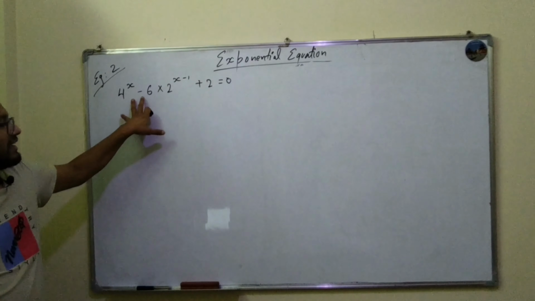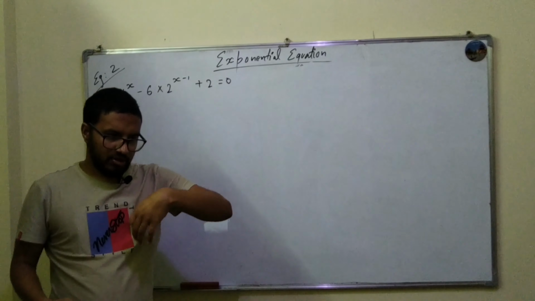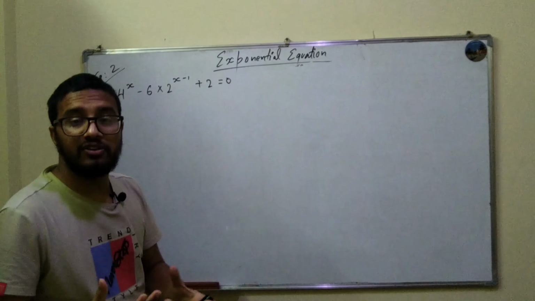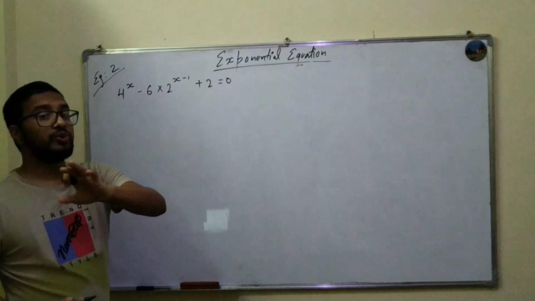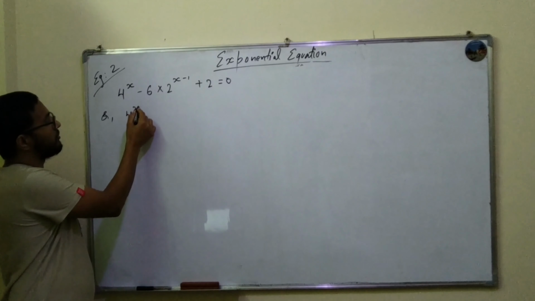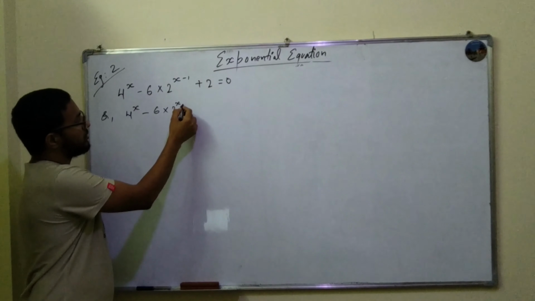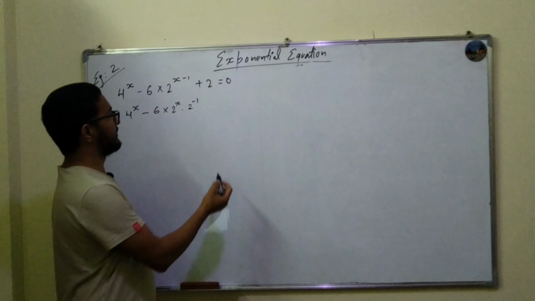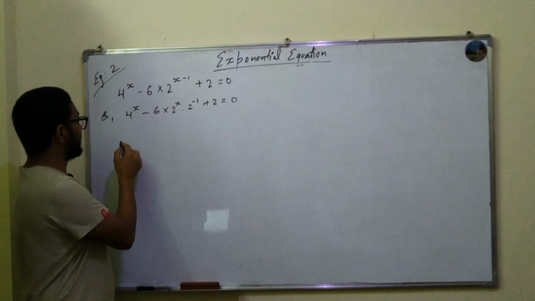If you look at this from an equation perspective, you will see a pattern over here, okay? So what kind of pattern do you see? I'll show you. 4 to the power x minus 6 into 2 to the power x into 2 to the power minus 1, right? Plus 2 is equal to 0, right?